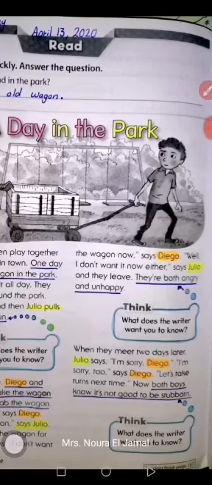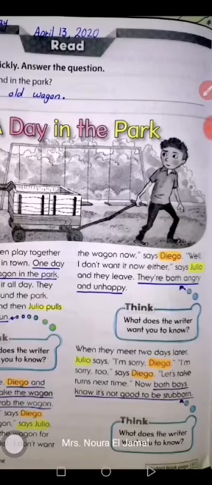Now let's move to the last paragraph. When they meet 2 days later, Julio says, "I'm sorry, Diego." "I'm sorry too," says Diego. "Let's take turns next time." Now, both boys know it's not good to be stubborn. What does the writer want you to understand here? Both boys know it's not good to be stubborn with each other, okay?